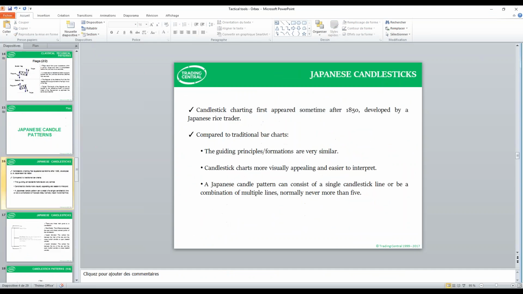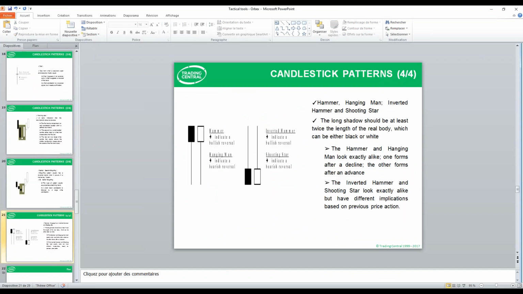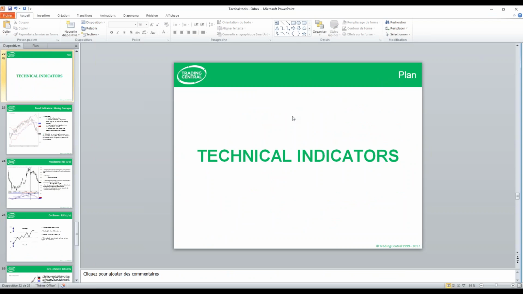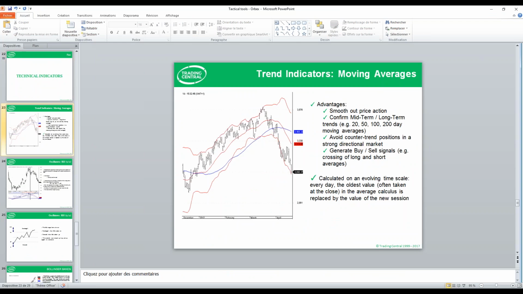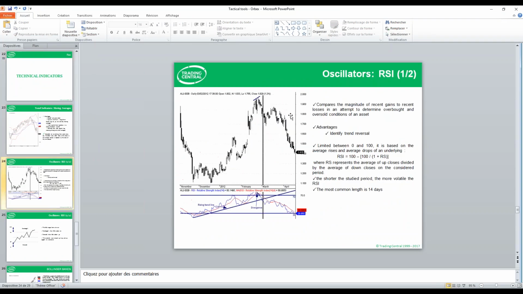Okay, so let's switch now to technical indicators. I will just show you an example on the RSI, because I think it's one of the most popular technical indicators, and that could be very interesting for you.